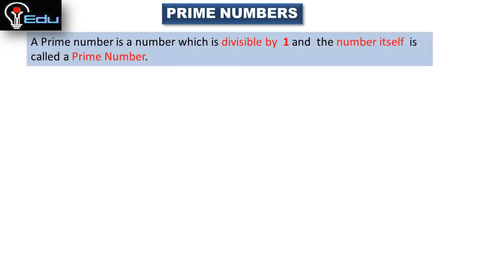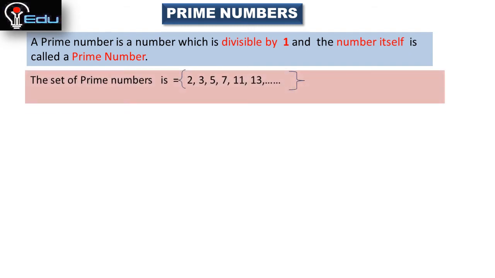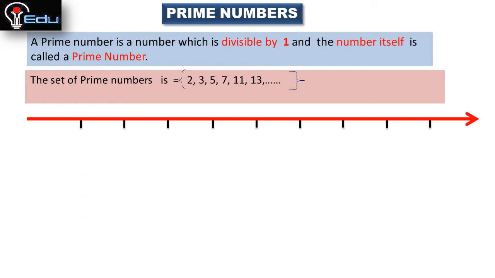Next is prime numbers. So a prime number is a number which has two factors, one is divisible by 1 and the other is the number itself. So a prime number is a number which has two factors, one is 1 and the other is the number itself. The set of prime numbers is equal to 2, 3, 5, 7, 11, 13 and so on, and representation of prime numbers on the number line.